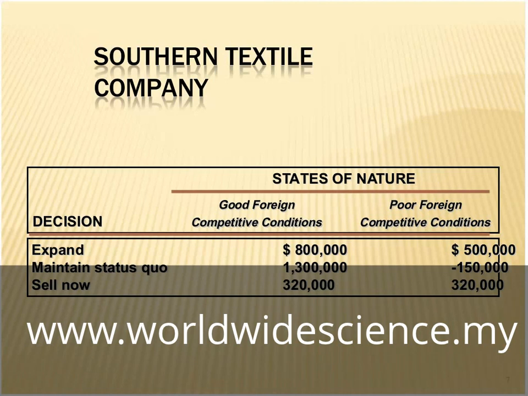And what about the poor firing competitive? Which one is the maximum? In the poor firing competitive condition, which one? Very good. So memorize this number in your mind. 1,300,000 for good firing and 500,000 for poor firing. Okay, memorize this. Keep these numbers in your mind.